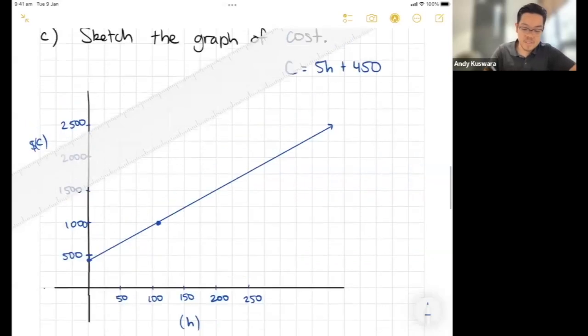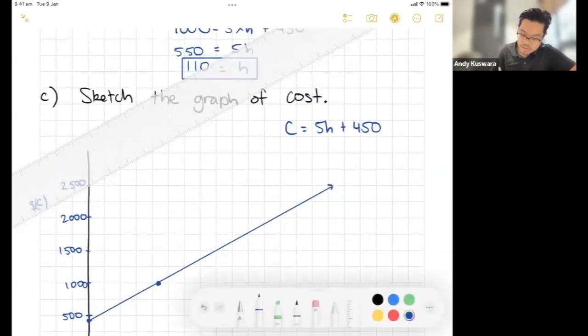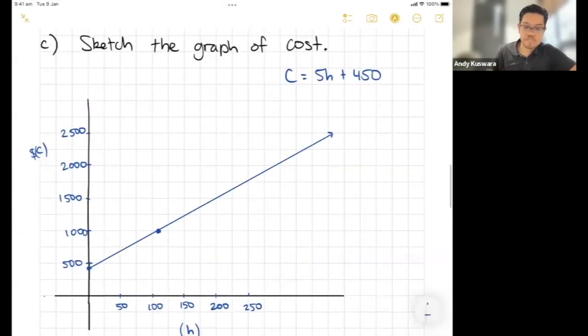Now, again, this is a sketch, so it's not going to be perfect. But that will give you a general idea of what represents the cost of all these making hats.